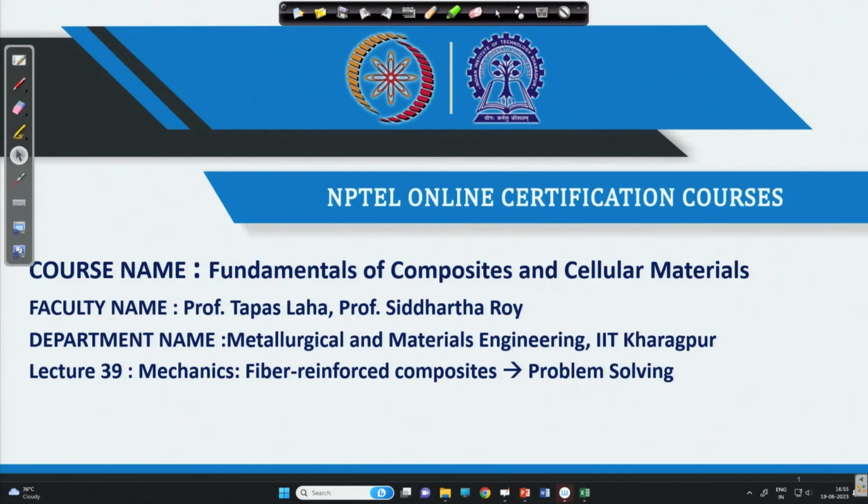So, in the last class, in fact, for the last couple of classes, we are talking about mechanics in composite materials. In the first class of mechanics, we discussed longitudinal loading, and in the second class of mechanics, we discussed transverse loading. So, in today's class, I will continue on the transverse loading.